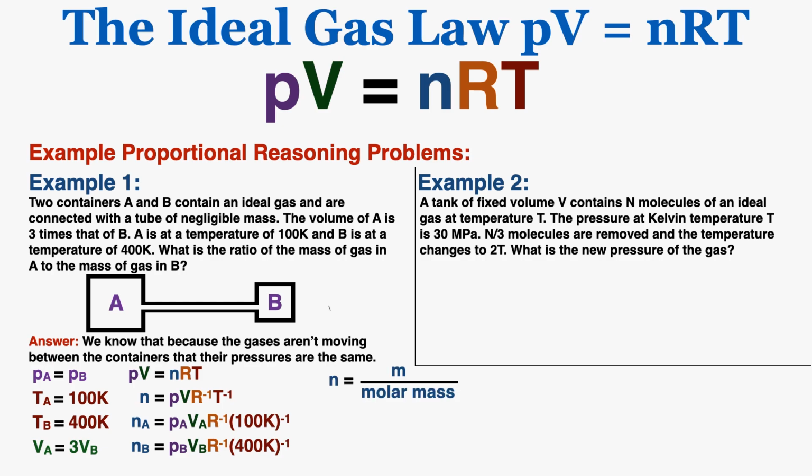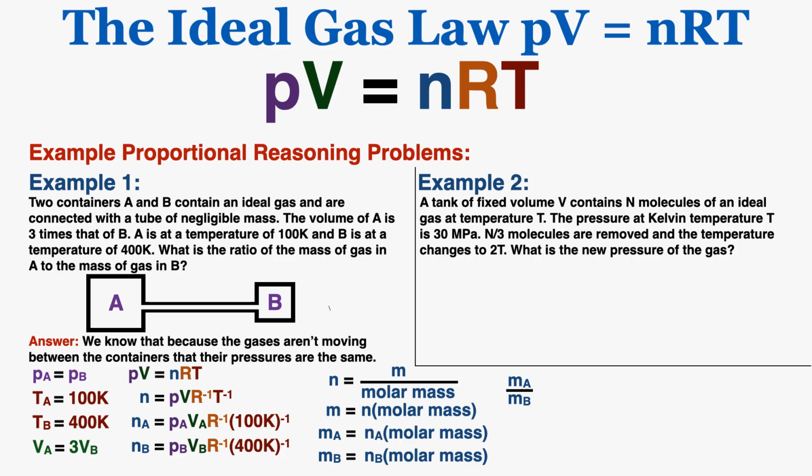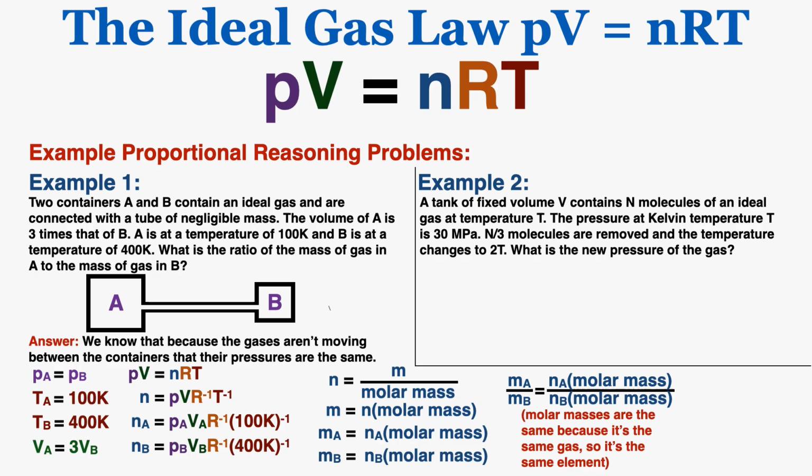I know that the number of moles is equal to the mass over the molar mass. So the mass by itself is the number of moles times the molar mass. So this is the mass of A, and this is the mass of B. And this is the ratio between them, because that's what we're trying to find. The molar masses are the same because it's the same gas, so it's the same element. That means I can cancel out the molar mass, and I'm just left with nA over nB. So nA over nB is equal to the mass of A over the mass of B, so that will be the answer to my problem if I can write that out as a number.